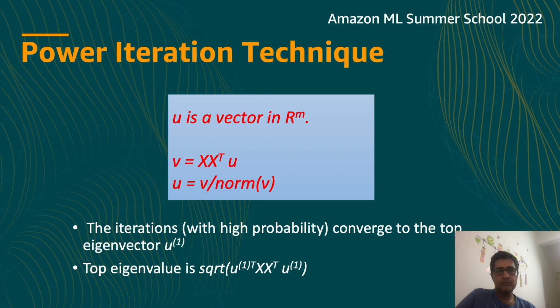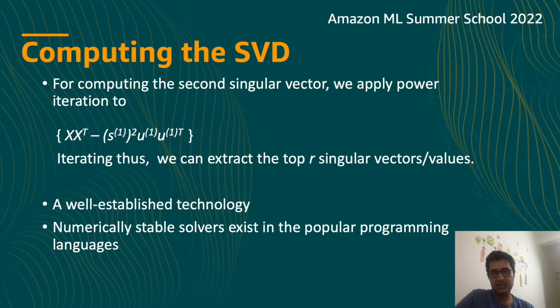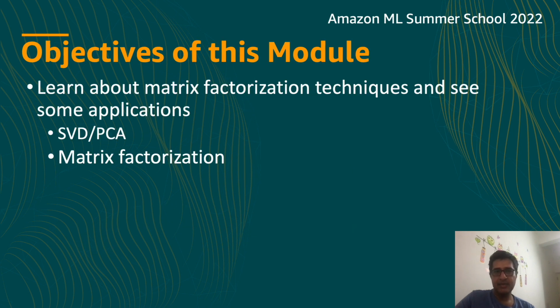In the power iteration technique, you use a vector in R to the power m space, and you realize that v is X X transpose times u. Then you find the eigenvalue, which turns out to be the square root of u transpose X transpose u. Once you have figured this out, you use a numerical technique to get to this particular value. Then you compute the next version, by realizing that the next eigenvector is perpendicular to this computation.